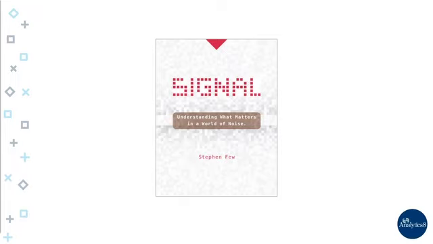A great book I recommend for learning more about exploratory analysis is Signal by Stephen Few. He talks a lot about how the volumes and volumes of data that we're generating require us to become adept at finding what is important. There's lots of good stuff in that book, and I encourage you to check that out if you're looking for techniques and tips to understand what matters in your data and how to find that.